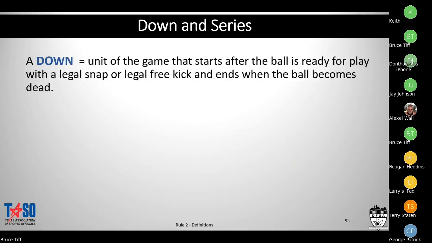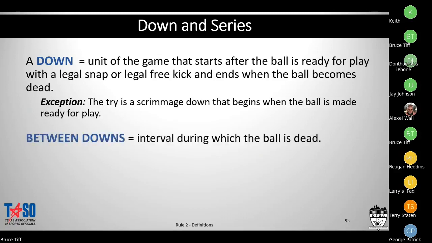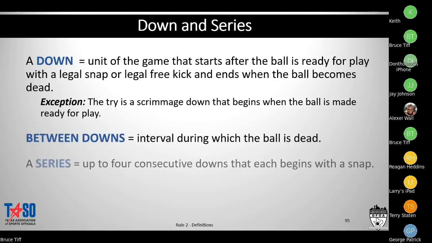Downs in series. A down is a unit of the game that starts after the ball is ready for play with a legal snap or legal free kick and ends when the ball becomes dead. So the ball must have been made ready for play for it to be a down. Exception: the try is a scrimmage down that begins when the ball is made ready for play. Between downs is the interval during which the ball is dead. A series is up to 4 consecutive downs that each begin with a snap.